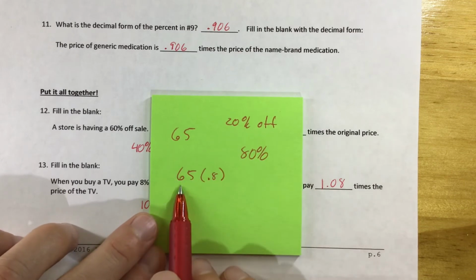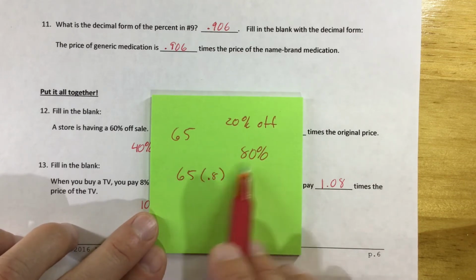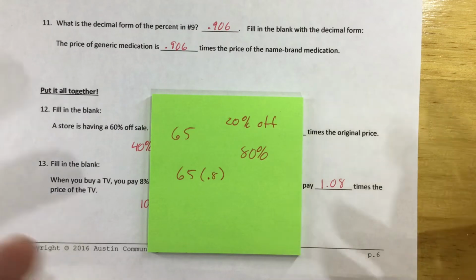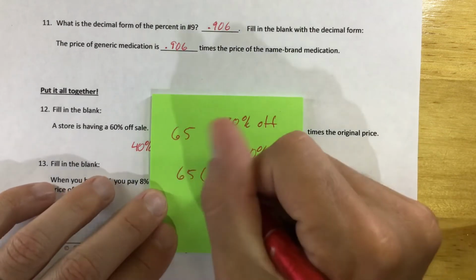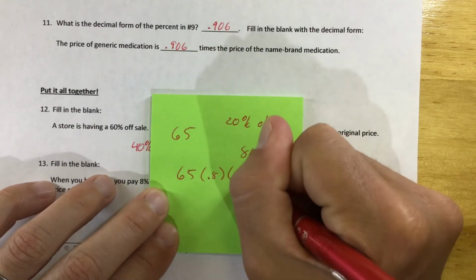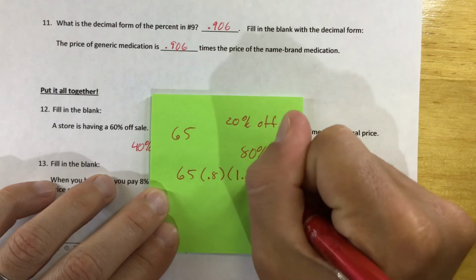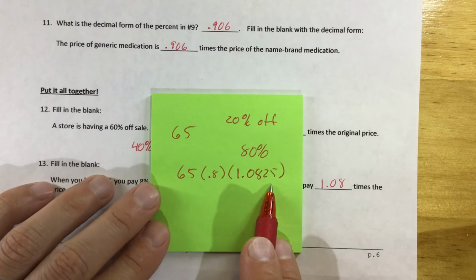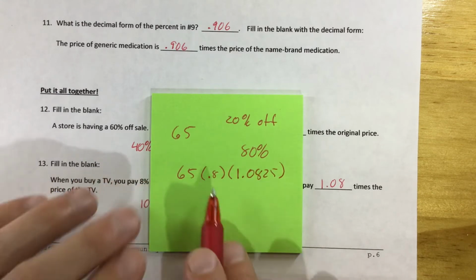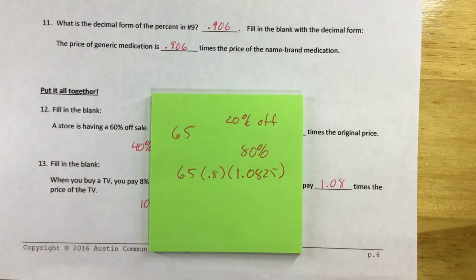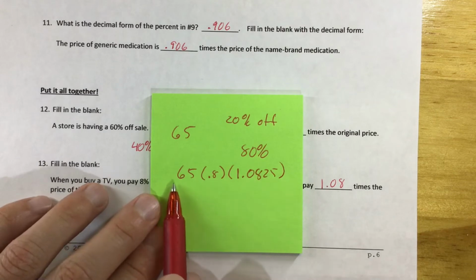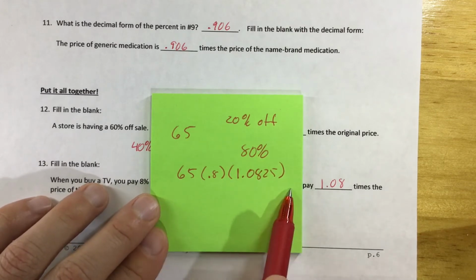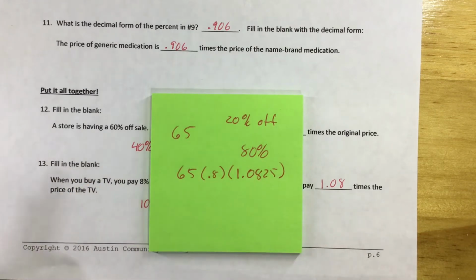I can multiply the 65 by 0.8 because that's the percentage I'll pay, and I think that turned out to be $52. But then that answer, I can also multiply by 1.0825. Sales tax in Texas is 8.25%. So if I know something's on sale, but I want to know exactly what it's going to be at the register with sales tax, you can just multiply those numbers together, and it'll give you the overall final cost.